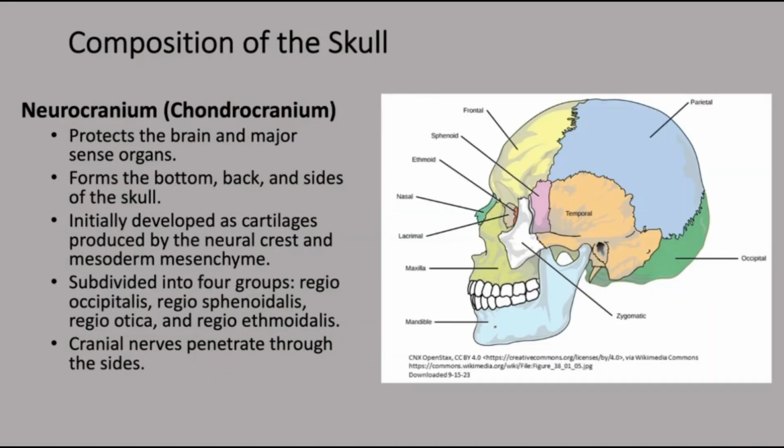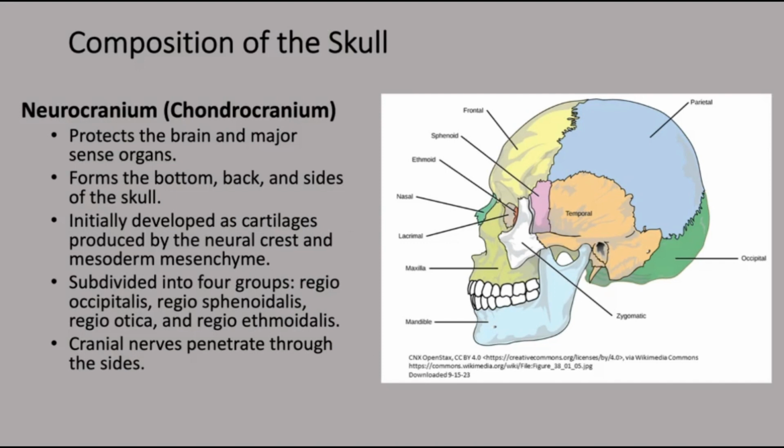So when we're talking about the skull first, we have to talk about the three main parts that you have to know. So the first part is the neurocranium, also called the chondrocranium. And this area of the skull is the one that basically protects the brain and the major sense organs. It's also known as the brain case because it's like the case that's carrying the brain. It forms the bottom, the back, and the sides of the skull. And initially, it develops as cartilages. And these cartilage structures are coming from neural crest cells and the mesenchyme of the mesoderm.